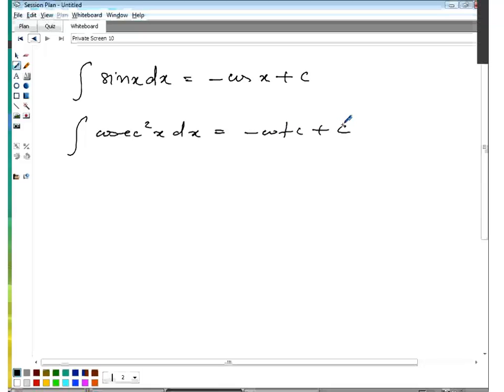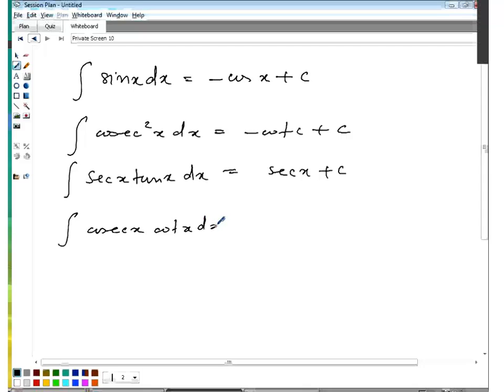Then d/dx of sec x is sec x tan x. So integral of sec x tan x would be sec x plus c. Then d/dx of cosec x is minus cot x cosec x. So integral of cosec x cot x would be minus cosec x plus c.